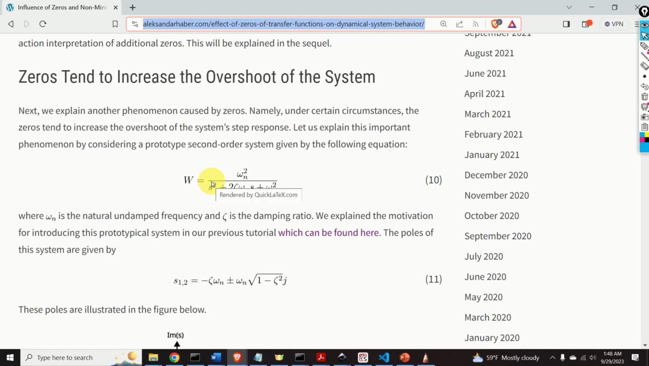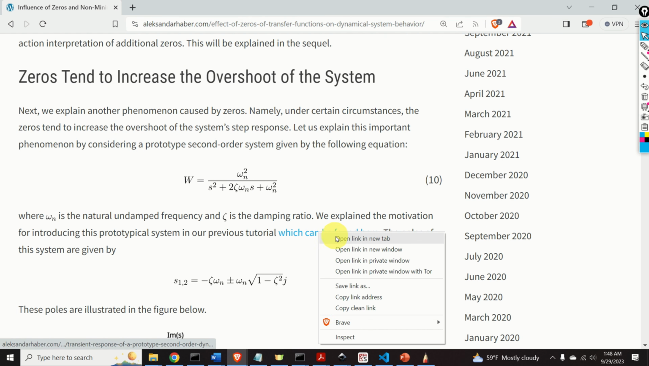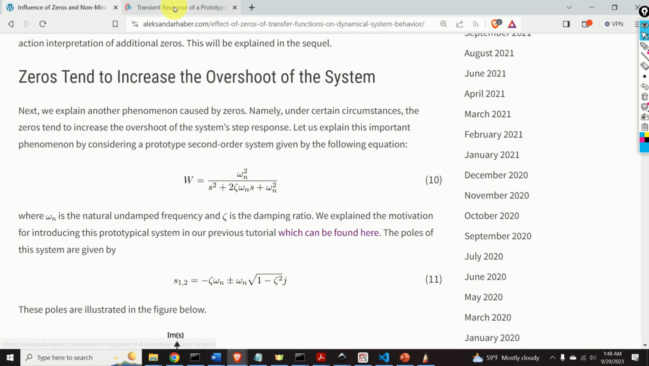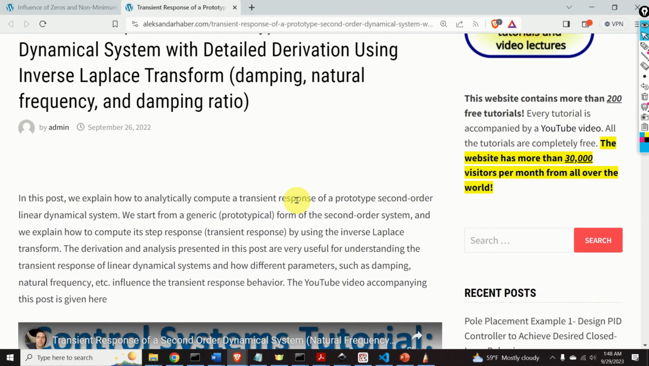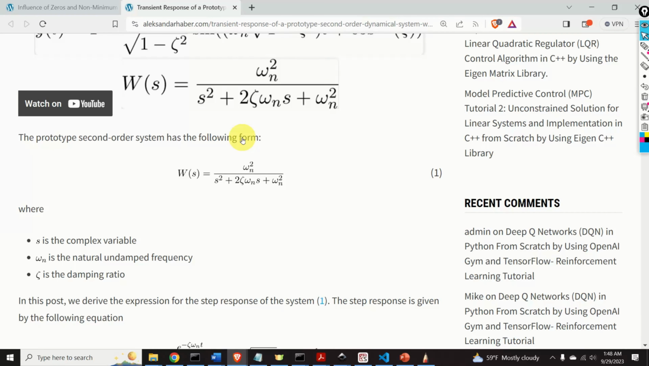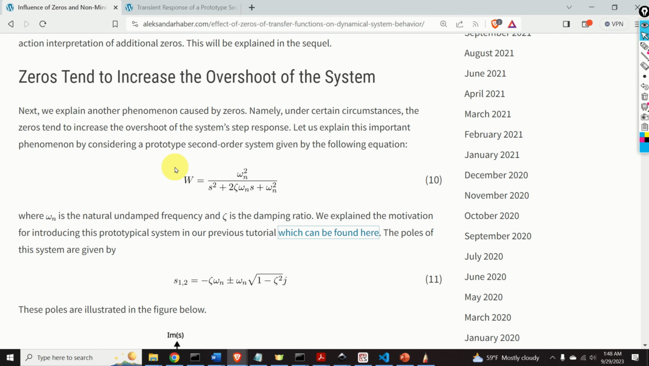We explained the main motivation for introducing this prototype system in our previous tutorial, which can be found over here. You can click on this link and go over this video tutorial, and this tutorial will explain why we use prototype systems in systems and control. A link to this tutorial is given in the description below this video. Let's go back to our original tutorial.